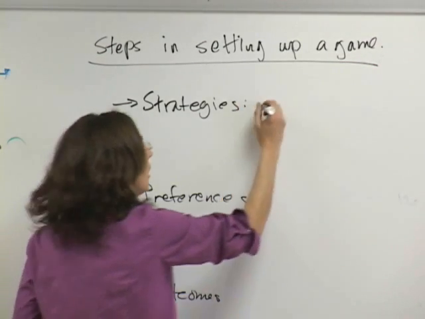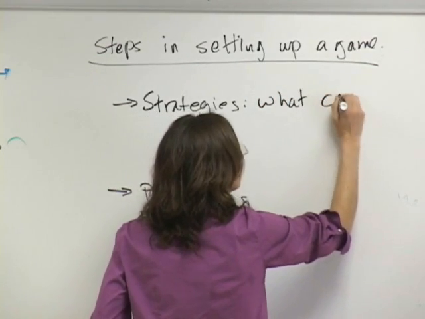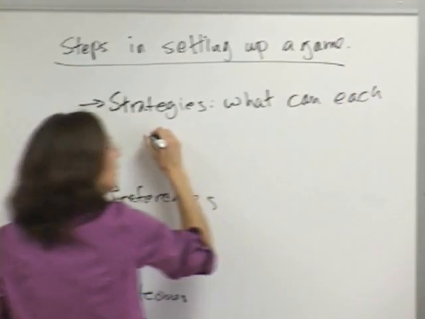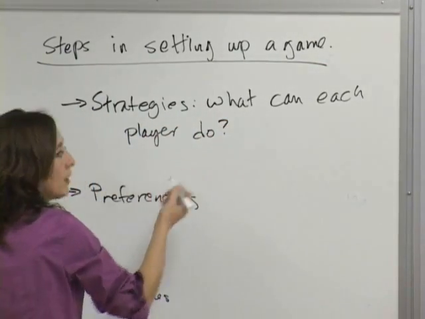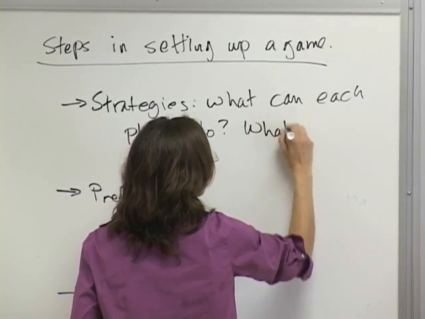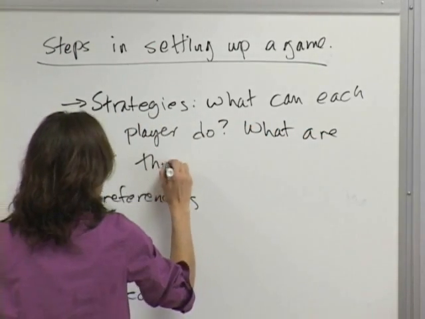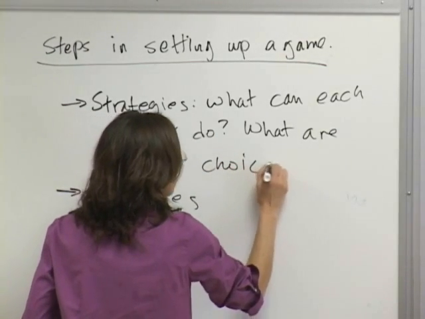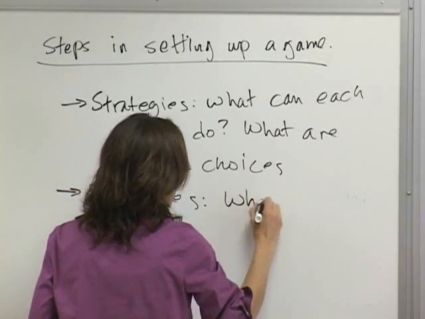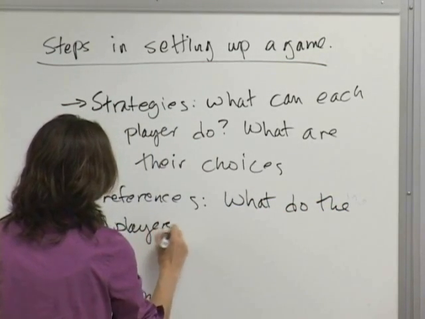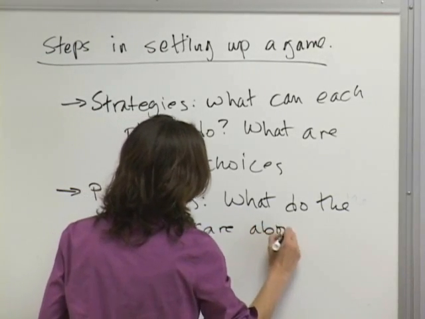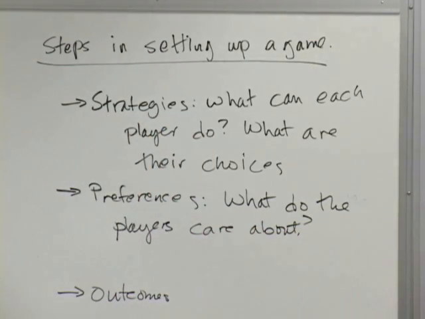Okay, the strategies are what can each player do? What are their choices? Preferences are what do the players care about? What increases their utility? What decreases their utility? What do they regard as a good thing? What do they regard as a bad thing?